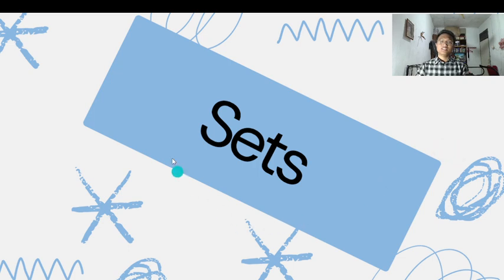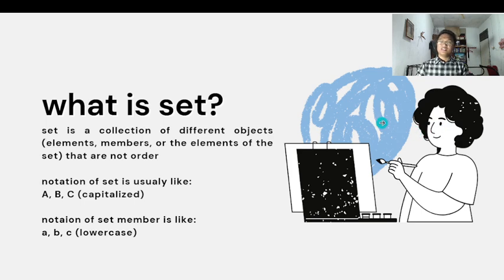Okay, for the next topic, we will have sets. First, what is a set? A set is a collection of different objects. An object here can be referred to as an element or member of the set. These are the elements, and they are not ordered.